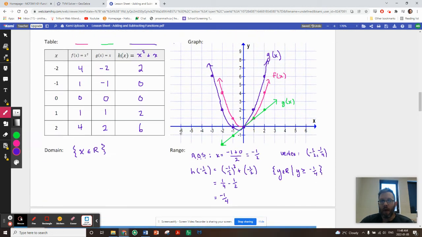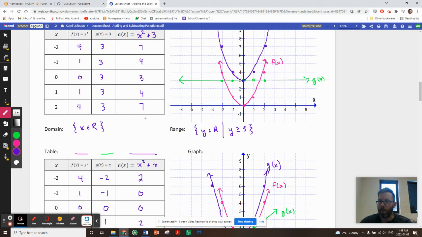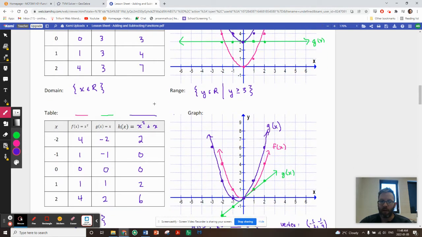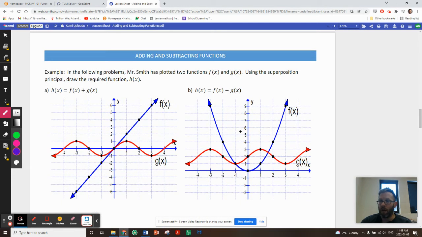Okay, now we did these two examples to illustrate the superposition principle, kept them pretty basic. We looked at the table of values and the graph. In the following, all I want you guys to do is produce the graph. I've given you guys the graph of the functions we're adding. And then in B, since we haven't done the subtraction of two functions, I want you guys to try B as well. The superposition principle works the same way. If you're subtracting two functions, you subtract the ordinates, you subtract the y values.